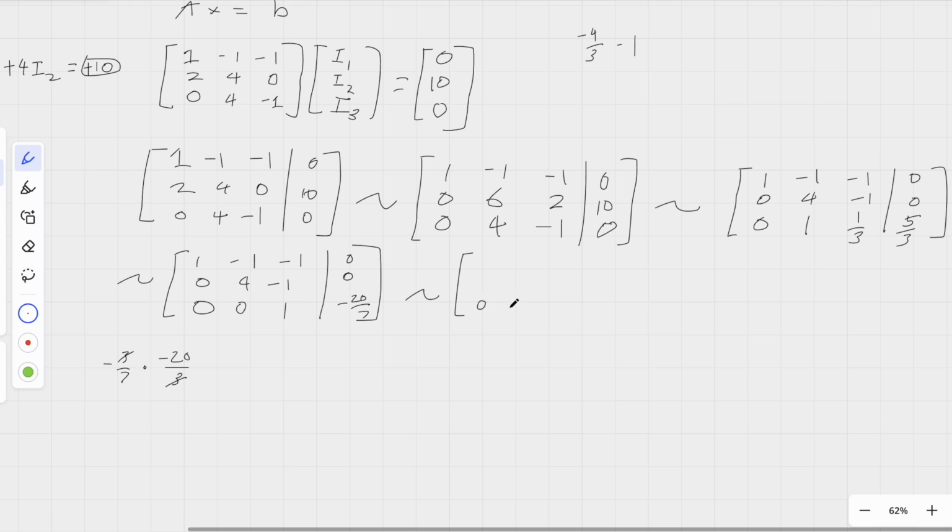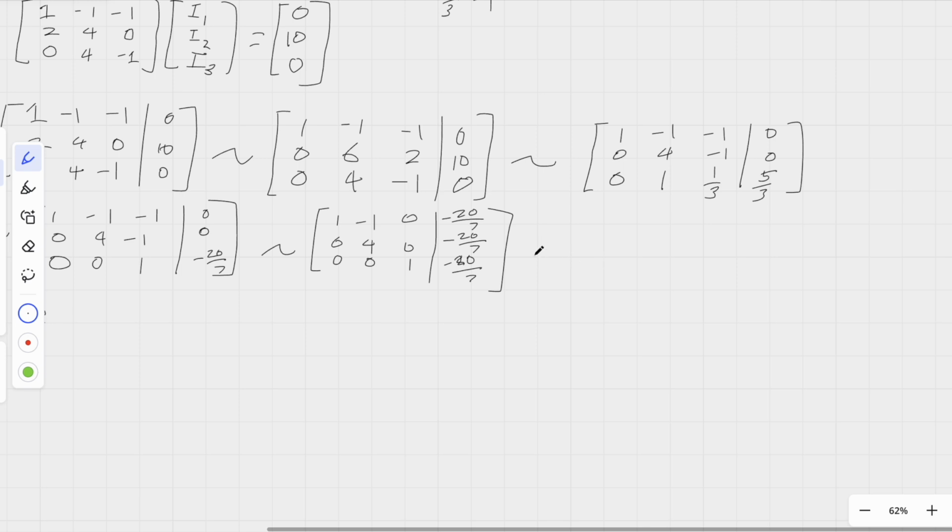So row 3 would still be this. And row 2 would be 0, 4, 0, -20. And this will be 1, -1, 0, also -20/7. And then we have one more. 0, 0, 1, -20/7.